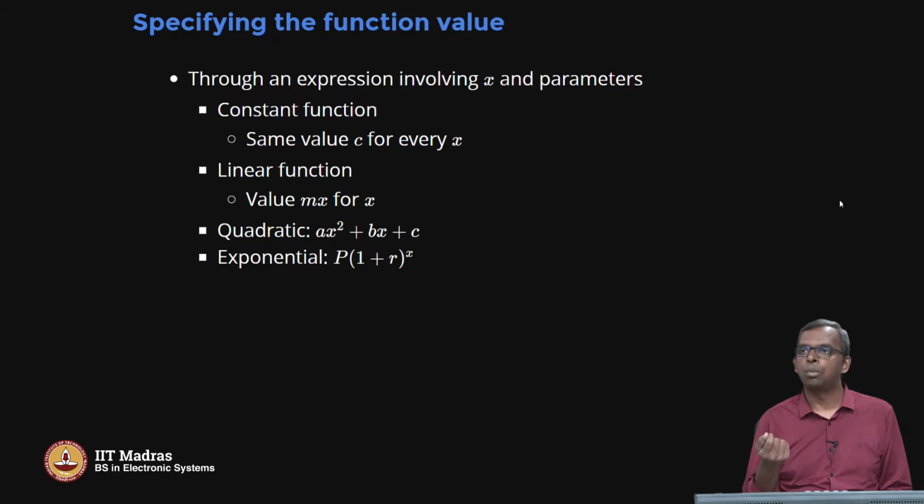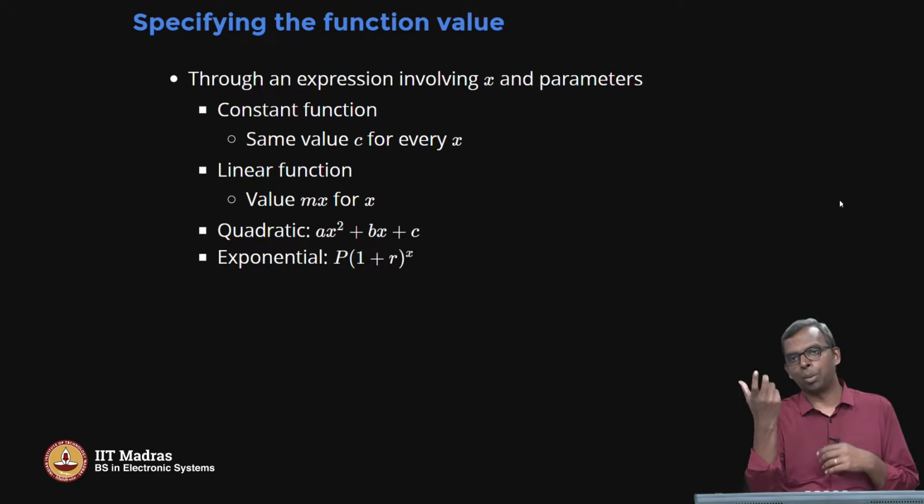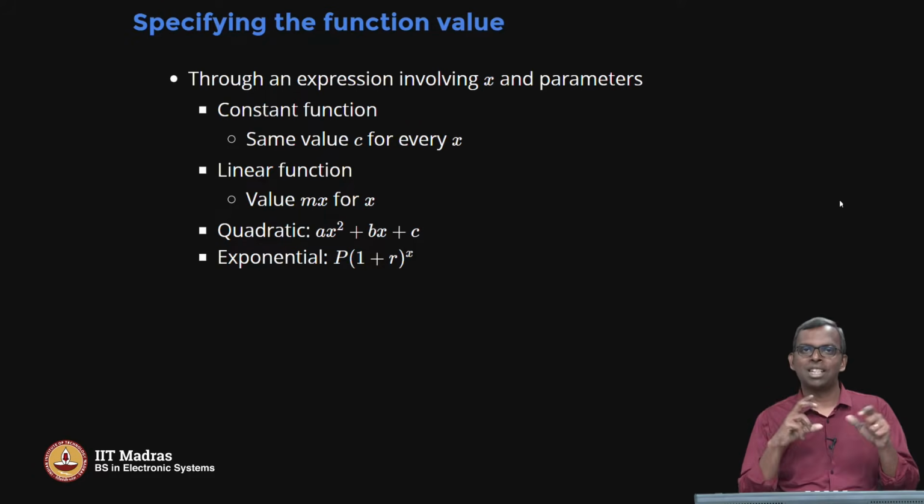For every x, you multiply by some slope. Slope could be positive, slope could be negative. Different function characteristics show up, and depending on that, it will have different applications, right, in different use cases. We saw the quadratic function, ax squared plus bx plus c.